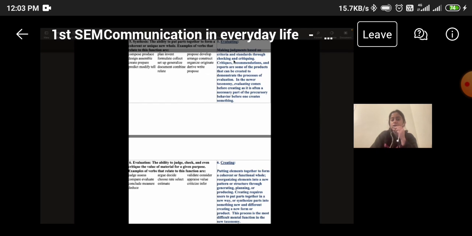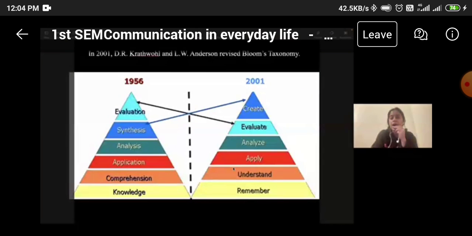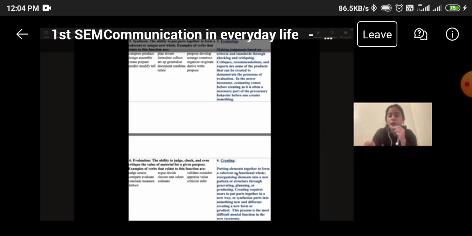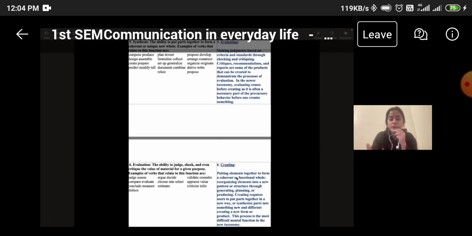So finally is the sixth revision, that is creating. Instead of evaluation, we have create at the top of the hierarchy. And what is creating? Creating would be putting the elements that you have come across together, after you have defined, classified, applied, demonstrated, comprehended, evaluated, and synthesized it. You then put all these things together as a functional whole. This is creating, and this is actually what reading is.